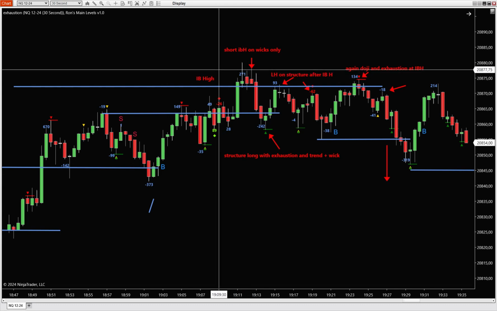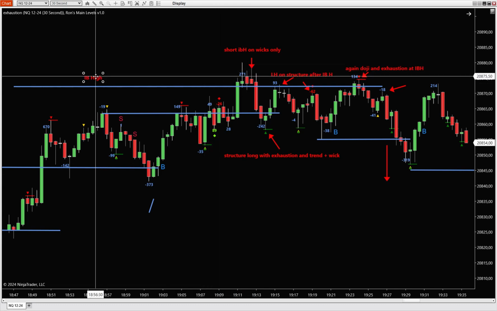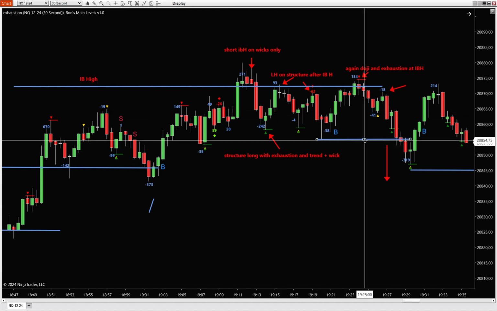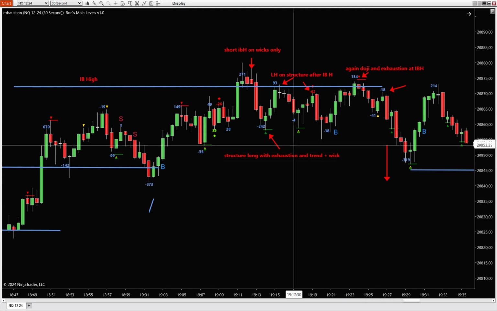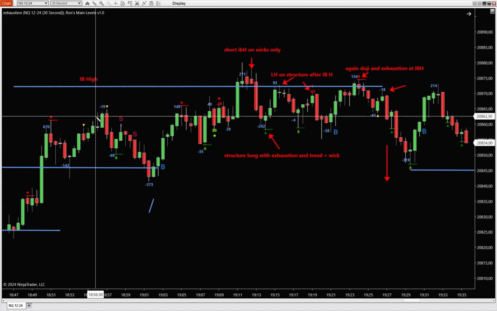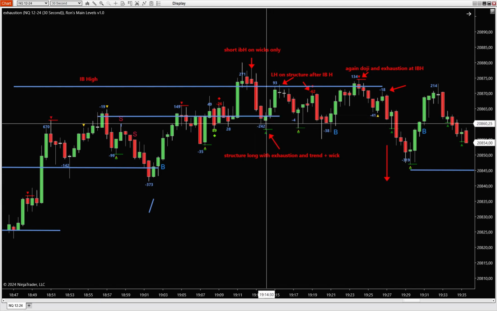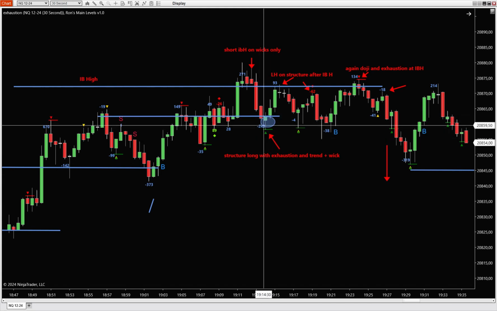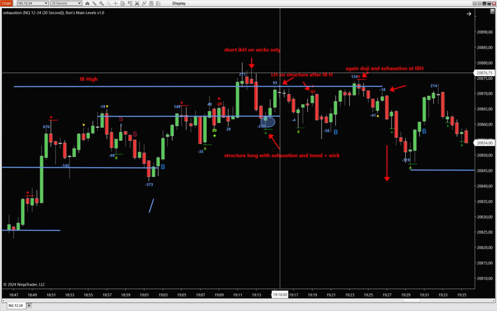We still had buyers. I had my structure drawn. Let me remove this a little bit. This was the long from here. I took one long into the initial balance. I was hoping for it to break, but it did not.